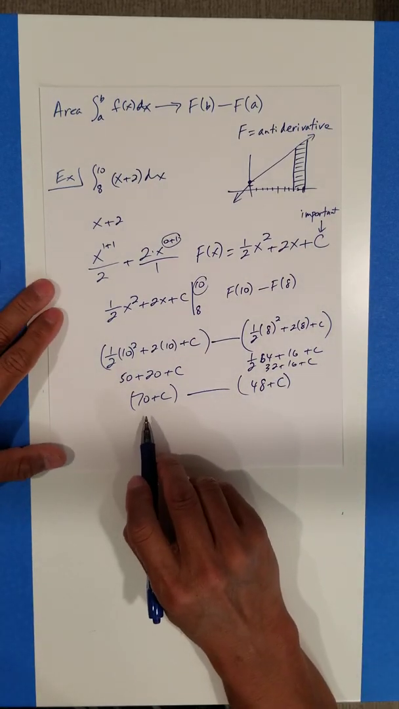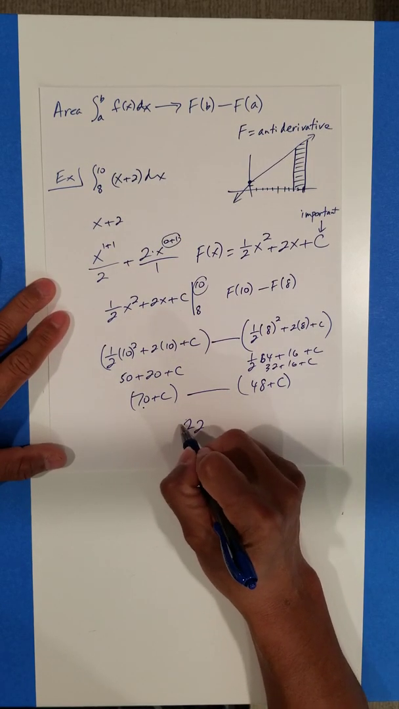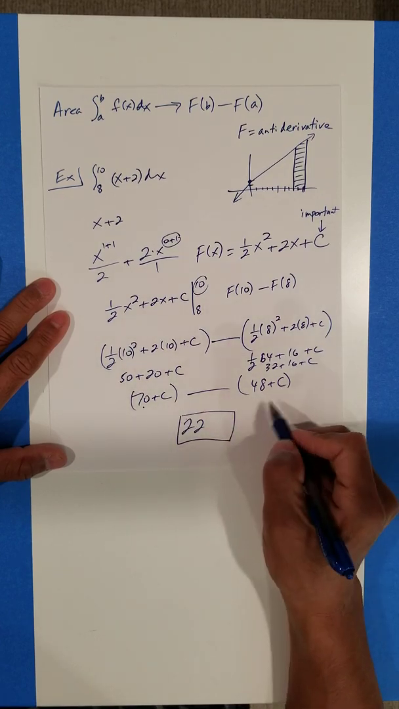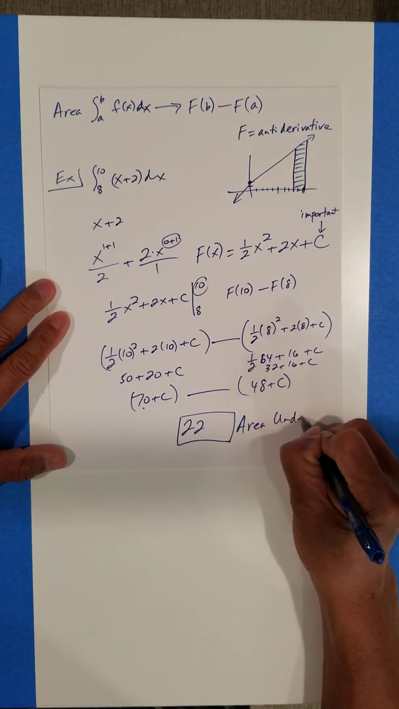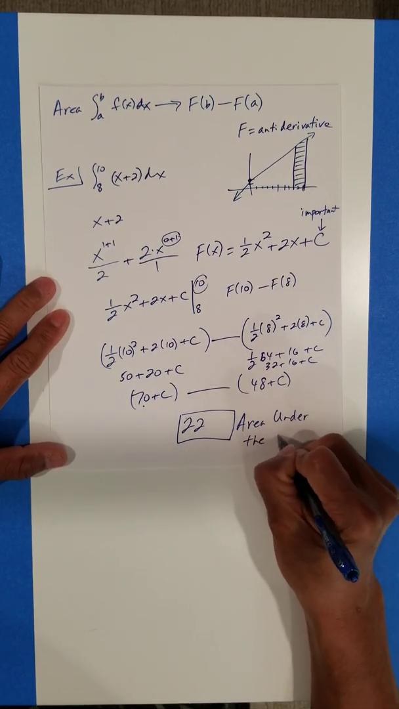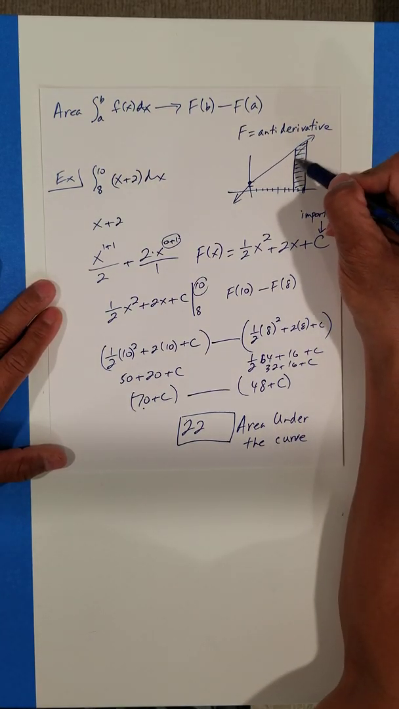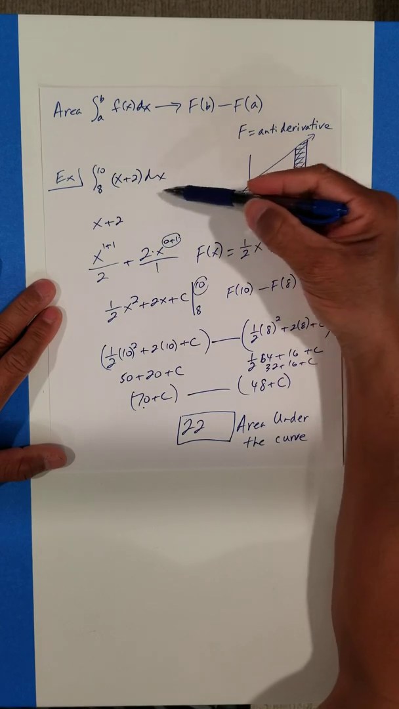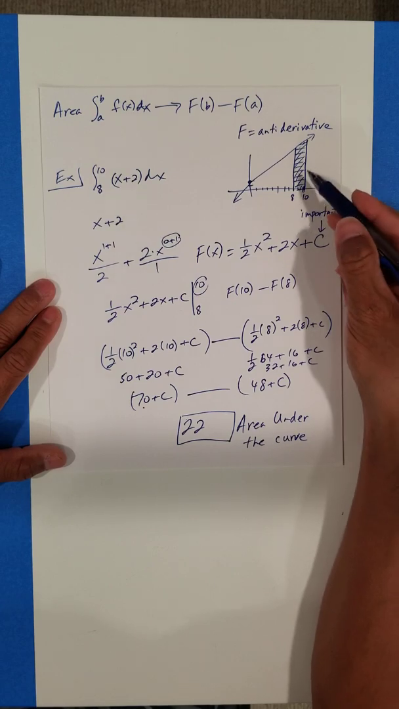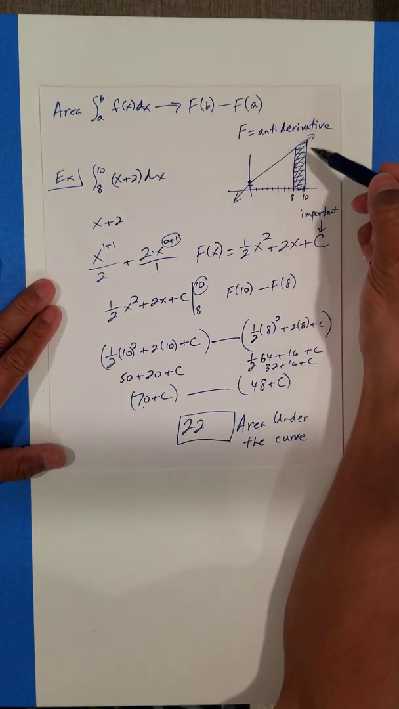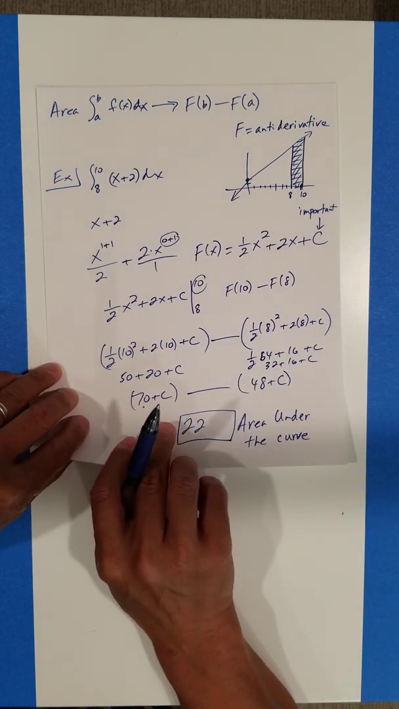Okay, so when you have this, you're going to get 70 minus 48. So 22, and c minus c. That's it. This is called the area under the curve. Okay, that represents this space right here, the area under x plus 2 from 8 to 10. That's how much space is under this line from 8 to 10. Okay, that's called the area under the curve. Let's do some more examples.